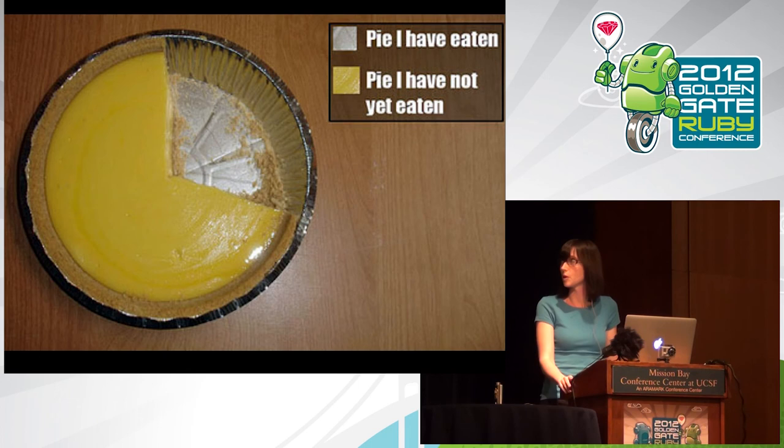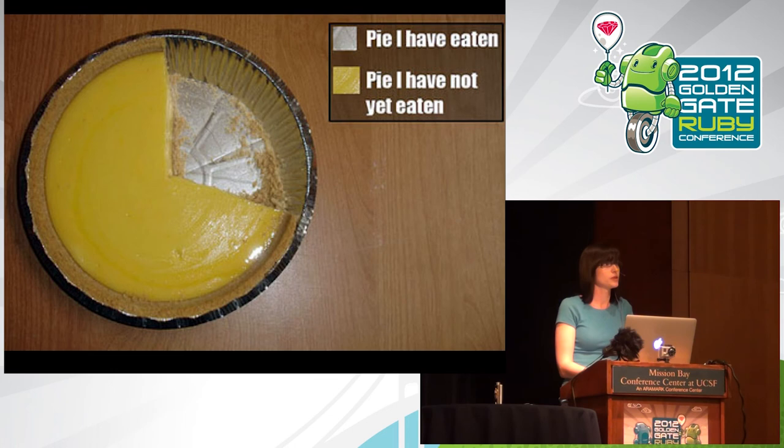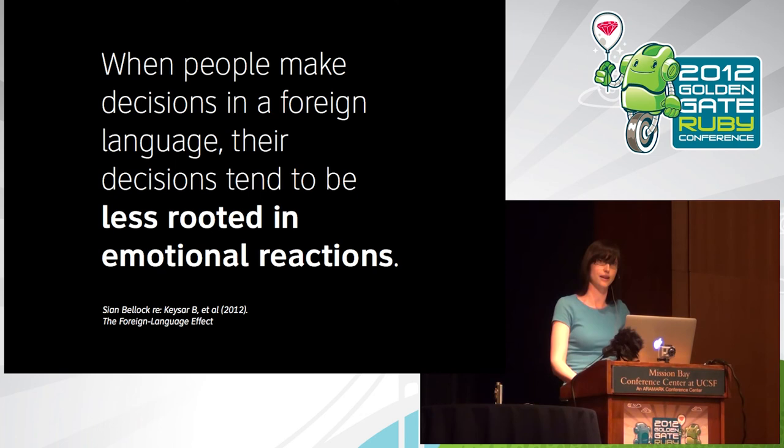So you might be thinking that there are a lot of people who speak your default language non-natively, and that might be true. But according to a recent study, when people make decisions in a foreign language, their decisions tend to be less rooted in emotional reactions. So by making your users read a foreign language, you're limiting your ability to tap into their emotions. And that's really the only way to make people fall in love with your app.